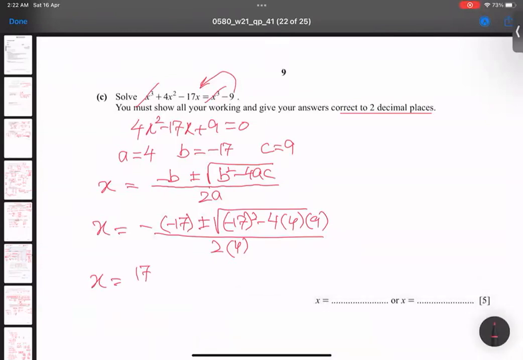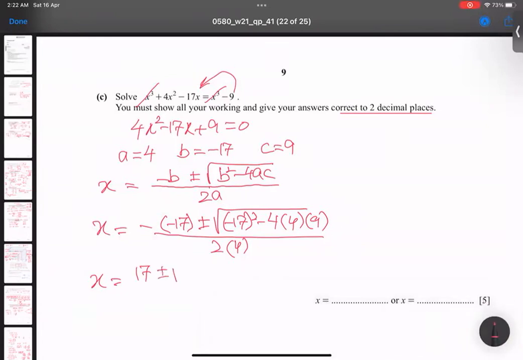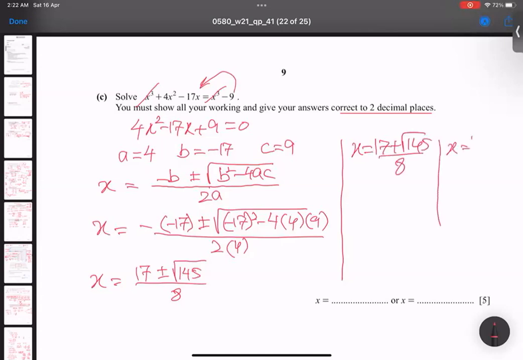Okay, what is the technique to do the root part? Type this root part completely, including the root. So I'm typing 17 square, negative 4 into 4 into 9. Let me check again. Yes, I'm getting root 145 over 8. After this process, one time you will write 17 plus root 145 over 8. And one time you write what? x is equal to 17 minus root of 145 over 8. Now I think it is very simple.